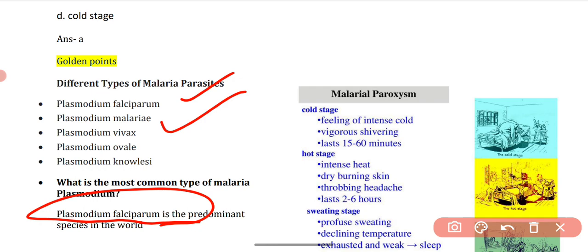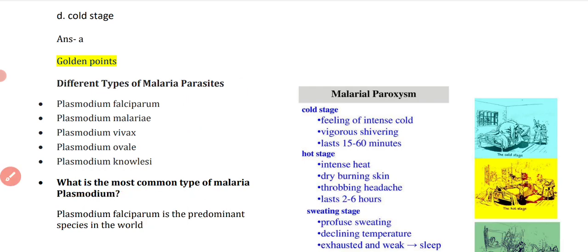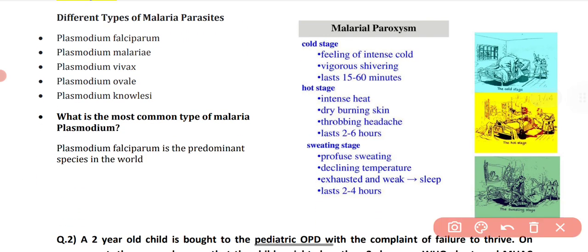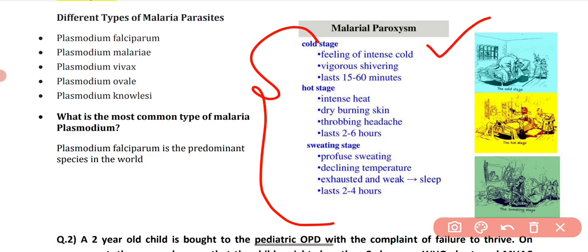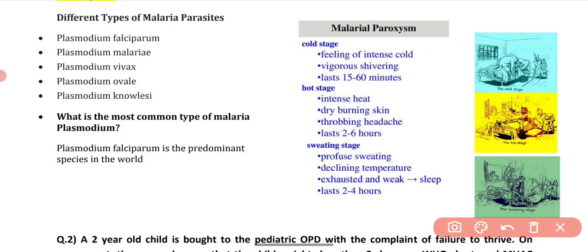Okay, so other important points. In this question we discussed hot stage, cold stage and sweating stage, so I am going to explain in detail. All these stages are the classical manifestations of malarial disease. So what are all the things happening in the cold stage? The person will have a feeling of intense cold, it lasts for 15 to 60 minutes, and vigorous shivering will be there. This is the first point.